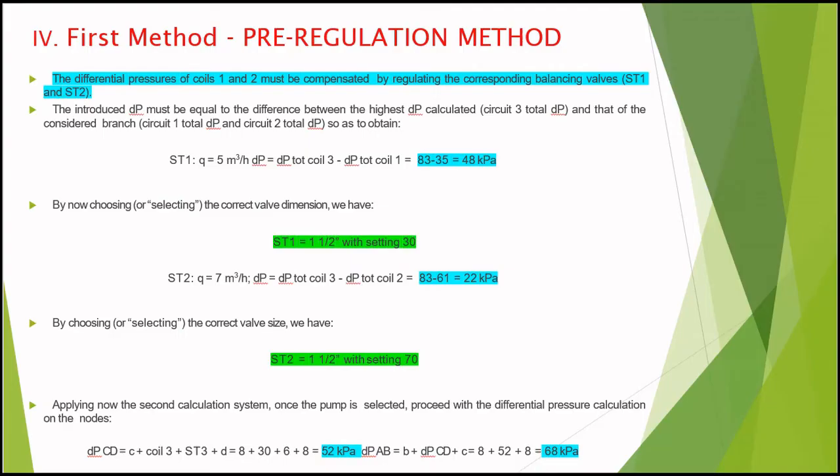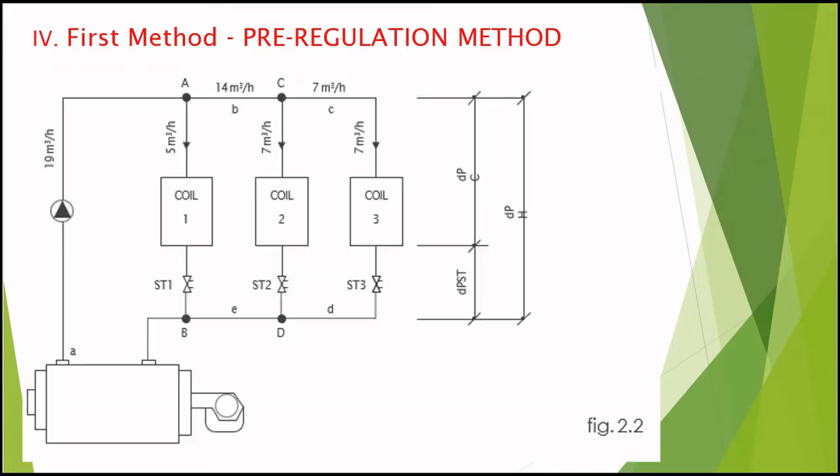DPAB. This method is considered to be a static method since we just consider the less advantaged circuit's static balancing valve here and find out the remaining static balancing valves from the catalogs after we calculate the differential pressure for their branch circuits individually. And that's why it is considered a static pre-regulation method.